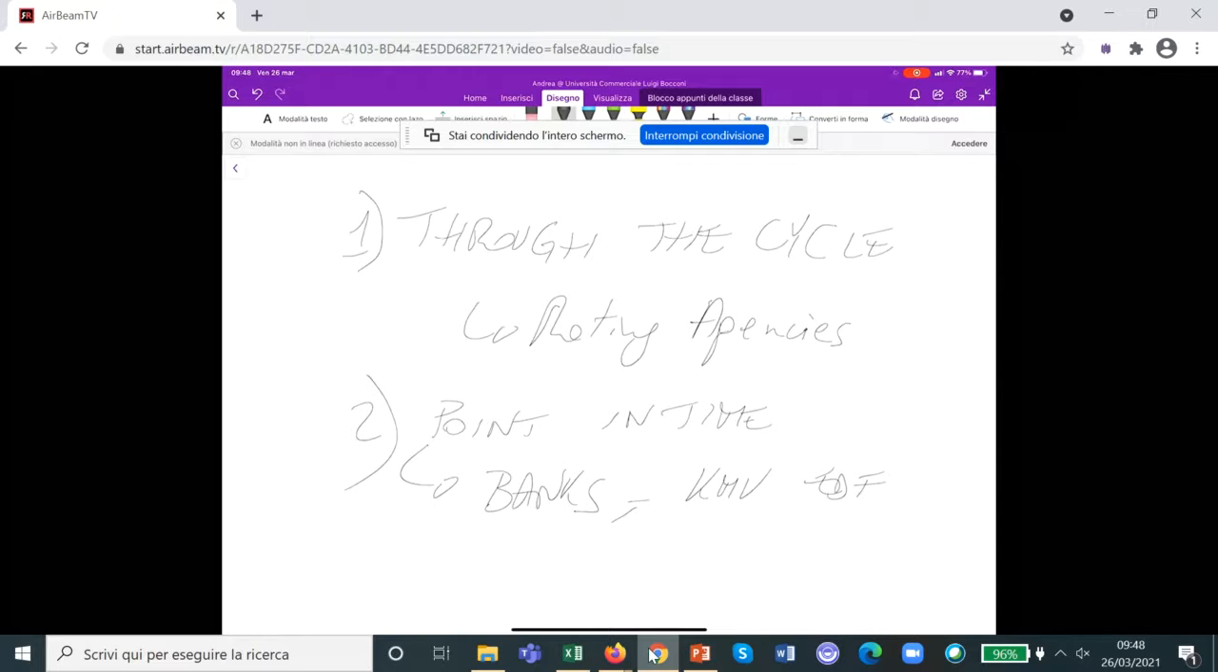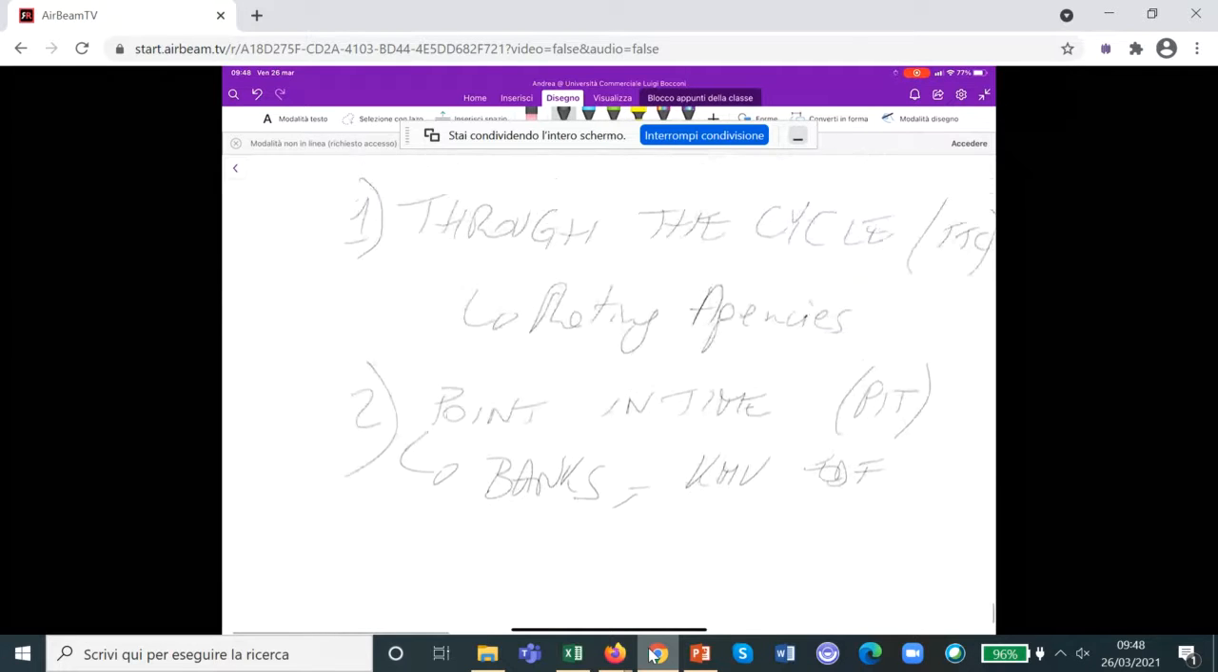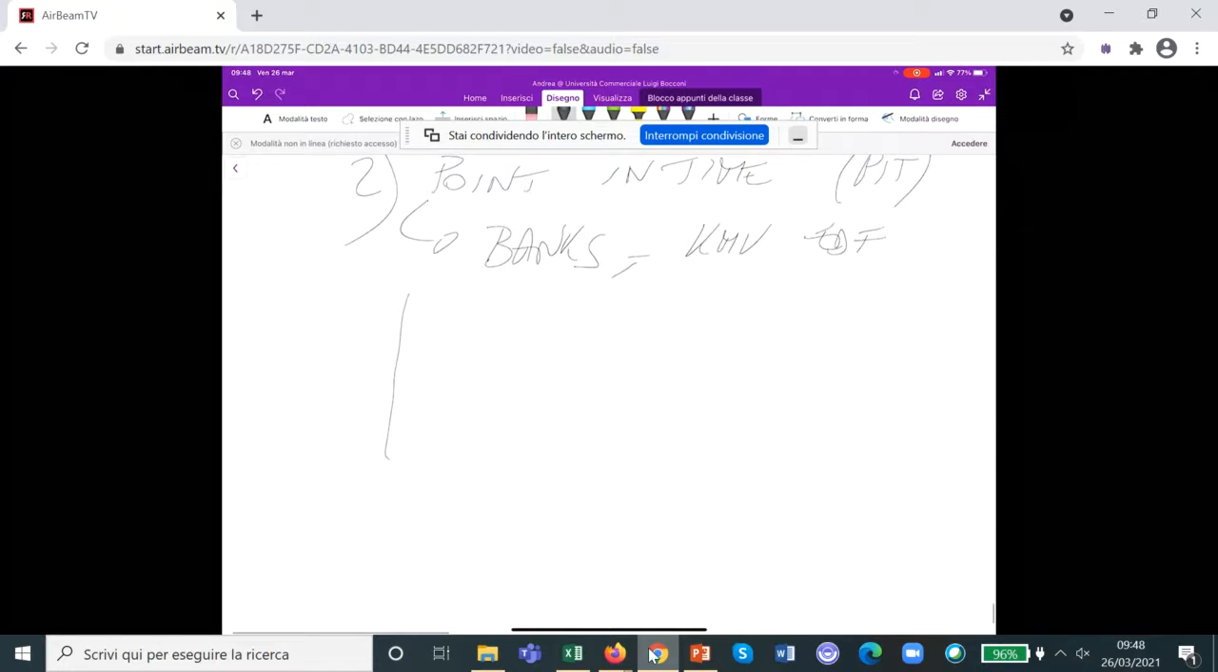Now, through the cycle ratings from rating agencies basically try to evaluate a borrower stressing the economic cycle. So basically, assume this is the evolution of the economic cycle. Of course, I'm a bit exaggerating. Let's say that this is, for example, GDP growth, okay? And this is time, okay?